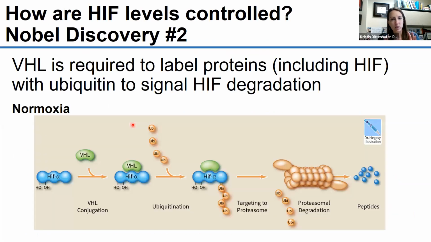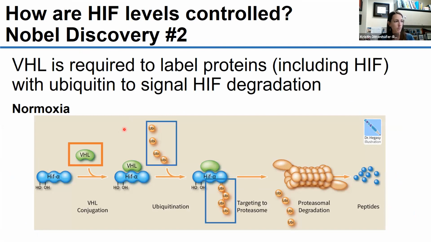So let's just talk about this one more time. So what does this mean? All of these things mean that the VHL protein is required to label proteins, one of them being HIF, that signal HIF for degradation. So the VHL protein here was really essential in order to say, okay, we don't need you, HIF, anymore.